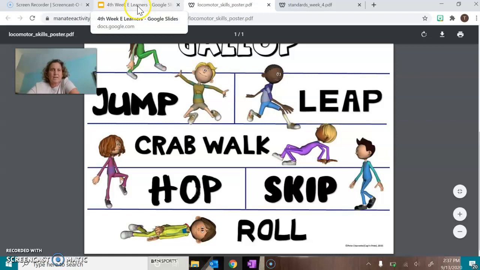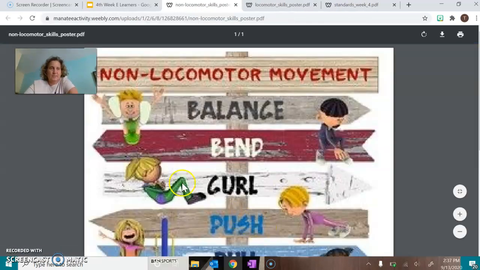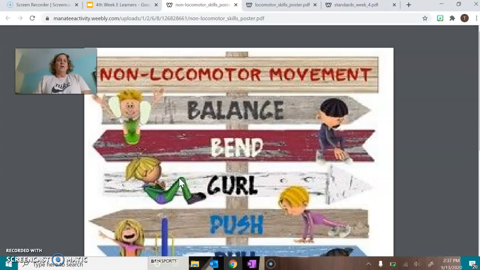Now let's go back and take a look at those non-locomotor movements. Non-locomotor movements are movements where our body moves, but we don't leave our place. We stay in the same spot, we don't travel, but our body goes to a different place. So if we look at those, we've got balancing. Okay, so if you think about balancing on one foot, I'm staying right here, I'm not leaving this spot.